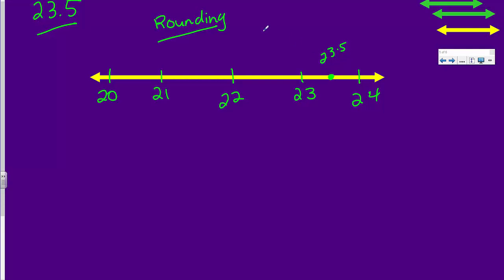But we have this rule in rounding that we say, well, if it's 5 or more, right? If it's 5 or more, we up the score. So that means that we just chose, randomly, to say that we're going to round up. We could have decided to round down, but we decided the rule is we're going to round up. So this number here, rounded to the nearest whole number, is going to be 24.